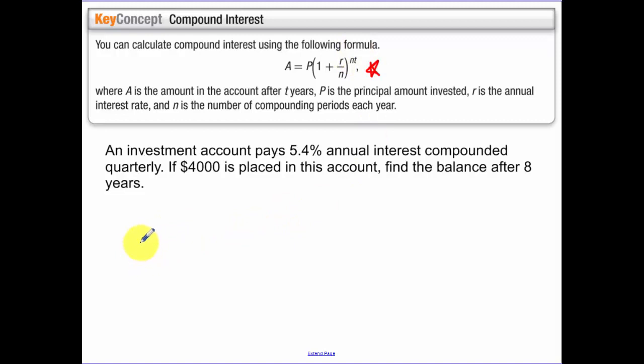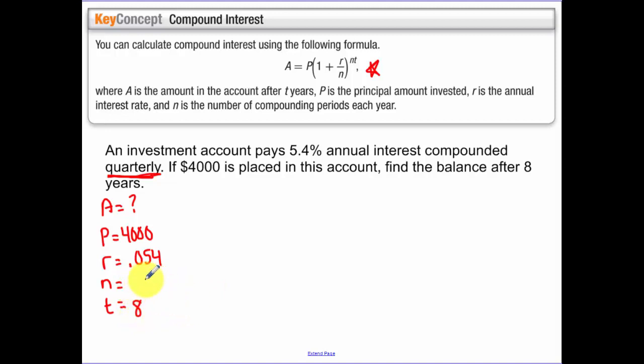Okay, so an investment account pays 5.4% annual interest compounded quarterly. That's going to be key, even though it's not a number. If 4,000 is placed in this account, find the balance after 8 years. So we're looking for A, that's the amount after a certain number of years. Our principal, what I put into it, is 4,000. The rate is 5.4%. Make sure you write that as a decimal. Then the number of times a year it's compounded, and t years. It says what's the balance after 8 years.